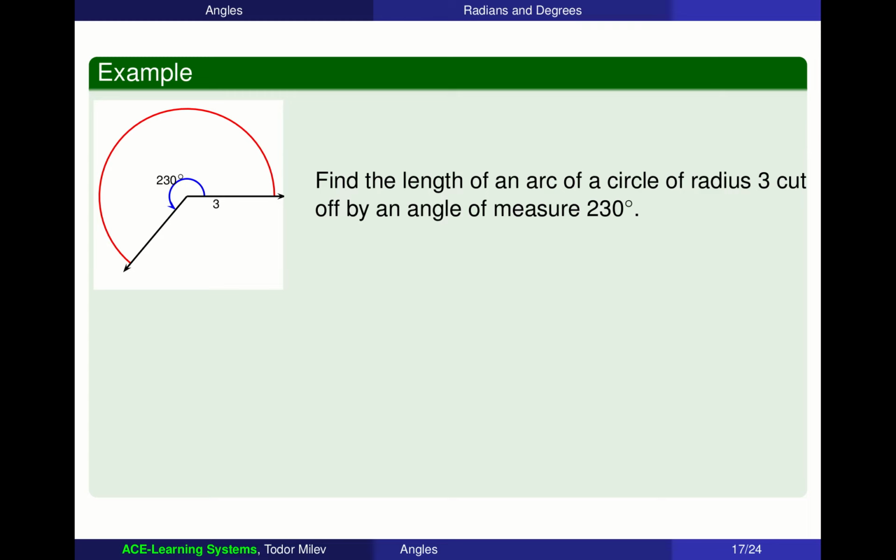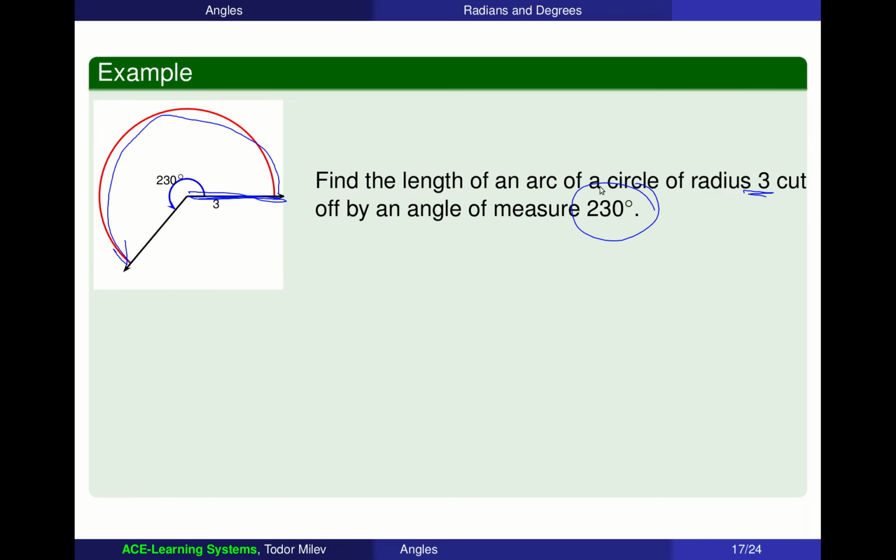We already saw such a problem in a preceding example. So the problem goes like this. Find the length of an arc of a circle of radius 3 units, so this is the radius, cut off by an angle of measure 230 degrees.